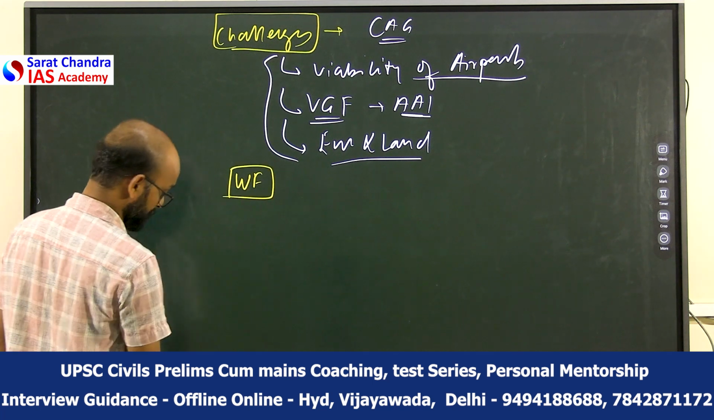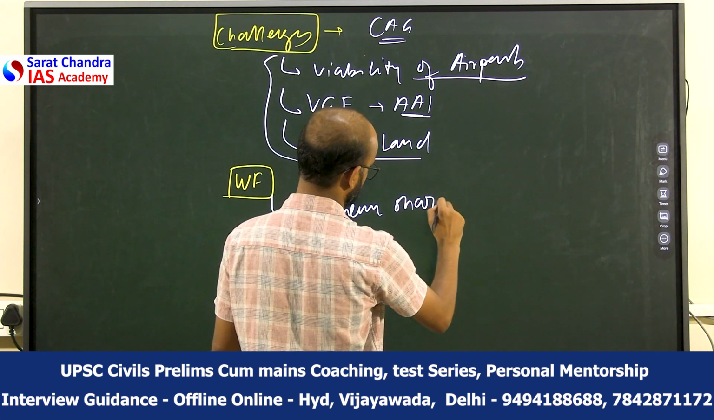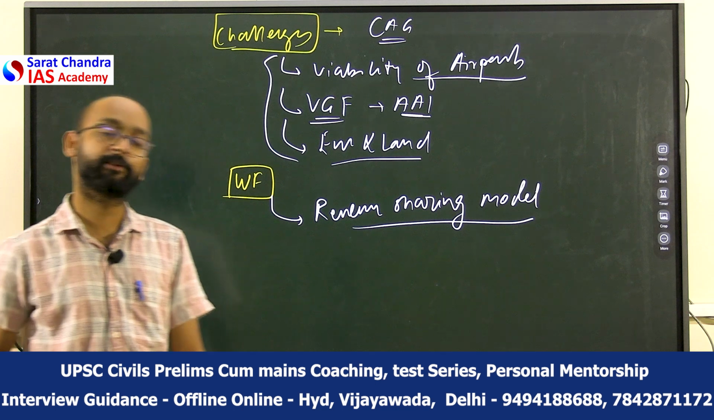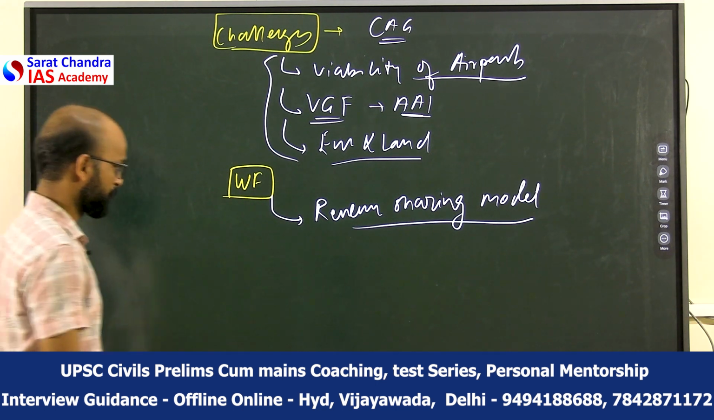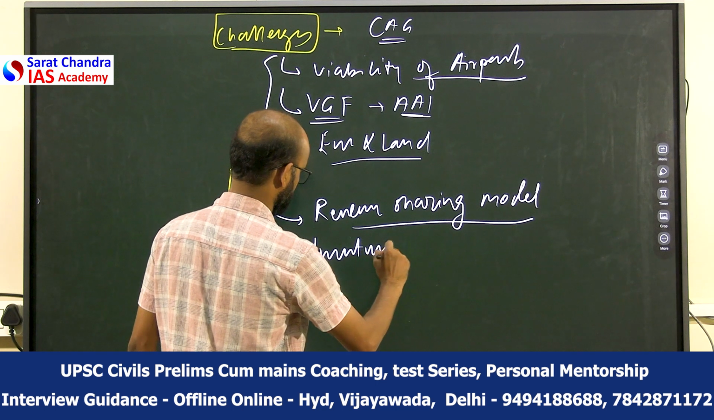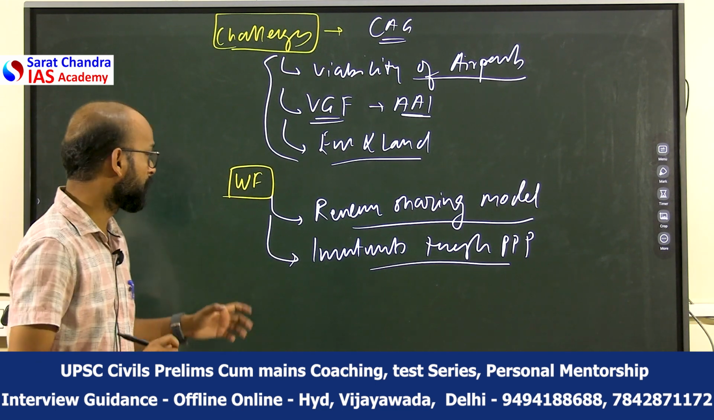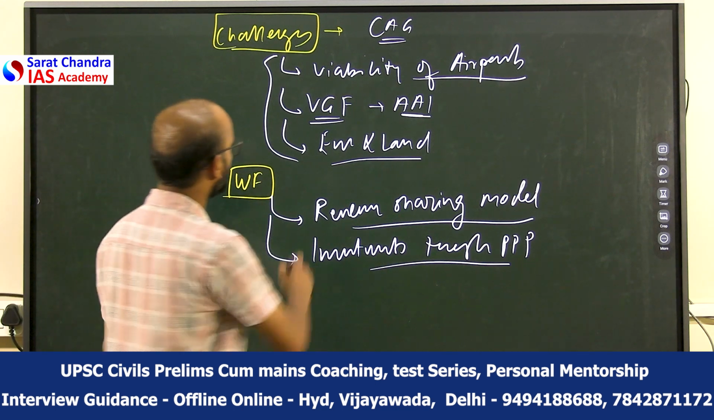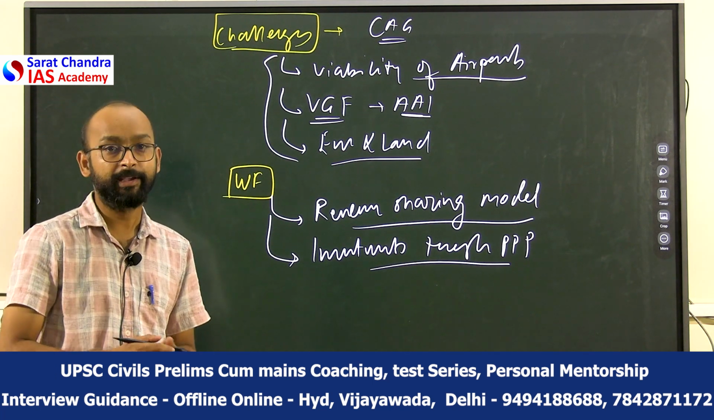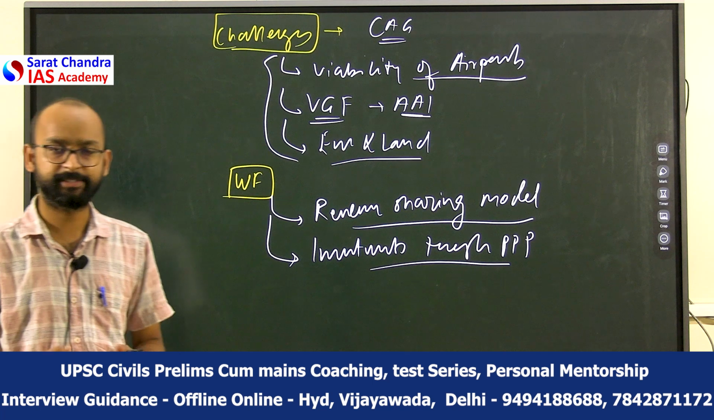In the way forward you can mention that we can develop a revenue sharing model to ensure the viability of infrastructure projects, air connectivity projects and airport projects. We need to increase investments through public-private partnership. So these kinds of initiatives we can take in order to make the UDAN scheme more successful than at present, and tackle the challenges which the UDAN scheme is facing by implementing the recommendations given by the CAG also. That way we can address this particular question.